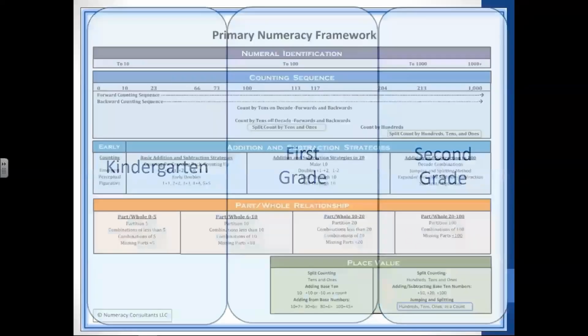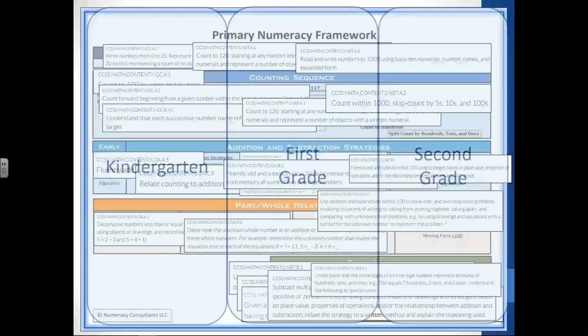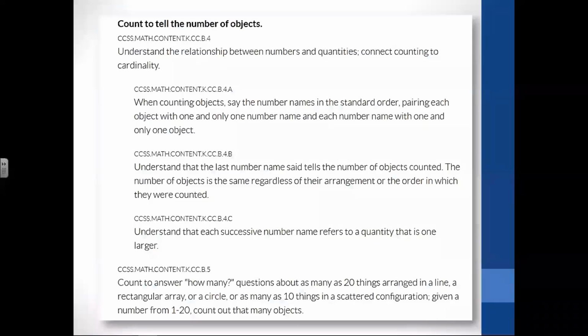And if you look at it as it's arranged, the first third is kindergarten, the middle third is 1st grade, and the last third is 2nd grade. And this is a much easier way to look at curriculum when you're a teacher than if it looks something like this.